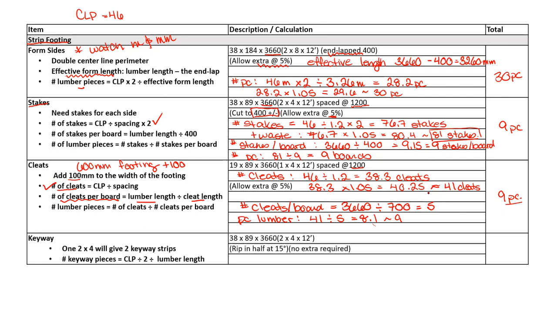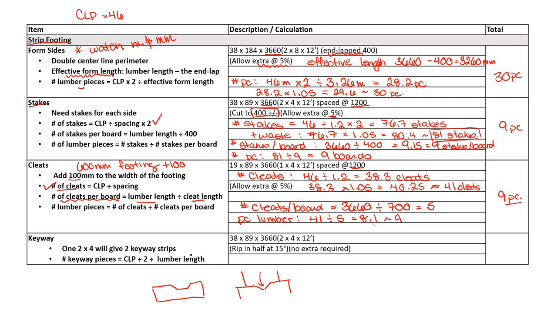Okay. And the last piece we need is the keyway. So a keyway looks like this. It's just a little groove, or in this case, it says rip in half at 15 degrees. So a keyway may look more like that, just like a little divot in your footing, so that when your wall goes in, the concrete's going to go in here and it's going to help stabilize that wall on top of the footing. So how do we cut it?